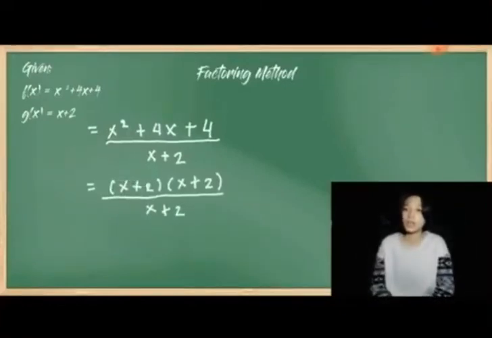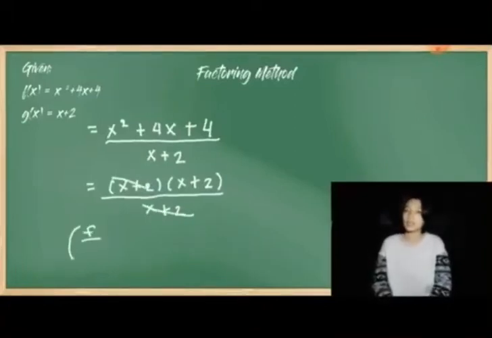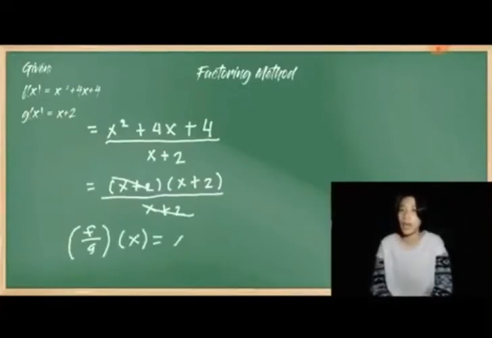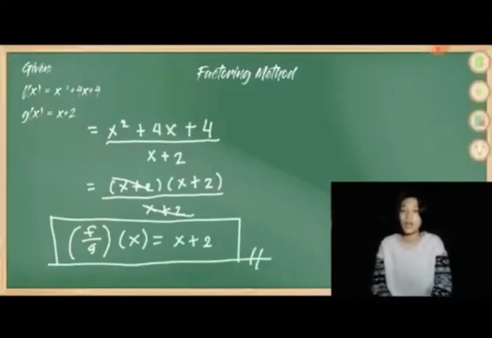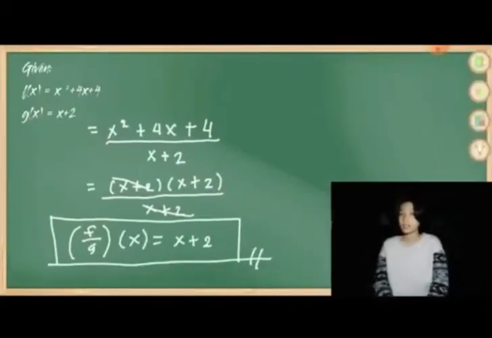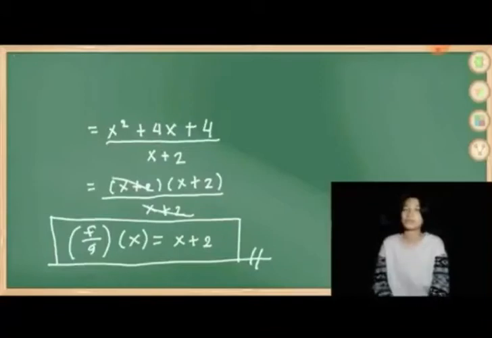As you can see, there is something common in the denominator and the numerator. So let's cancel that one. We're left only with x plus 2. So the answer is f over g of x is equal to x plus 2.